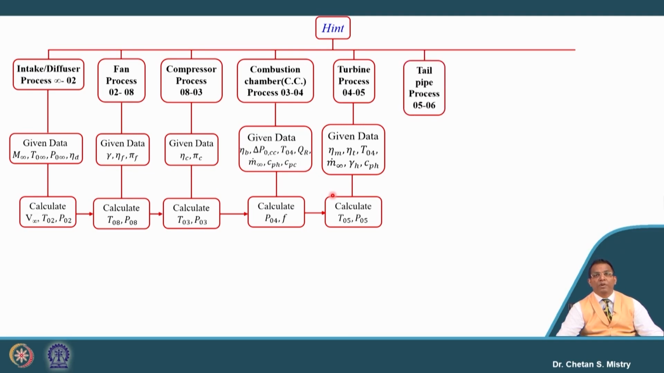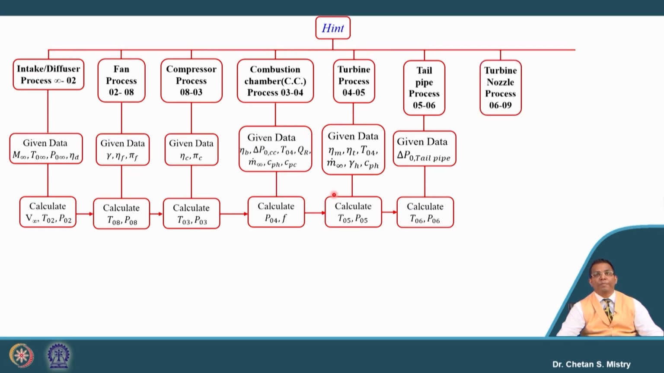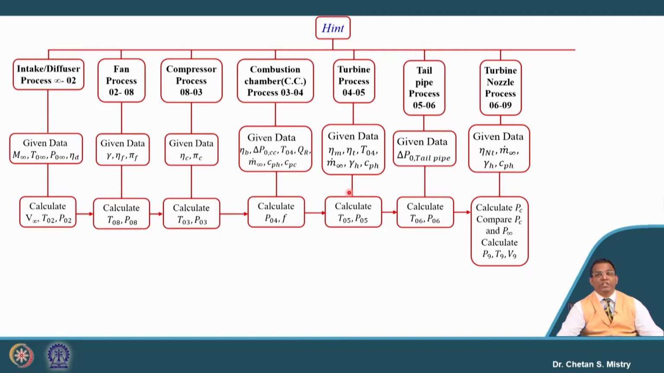We have the next component as the tailpipe. For that tailpipe the pressure drop is given to us, so we can calculate the temperature and pressure at the exit of the tailpipe. We have our turbine nozzle, and for that nozzle we are given the efficiency of the nozzle, mass flow rate and Cp value. We can calculate initially the critical pressure, then compare that critical pressure with the atmospheric pressure. We can then calculate the exit static pressure, exit static temperature and velocity from that nozzle.